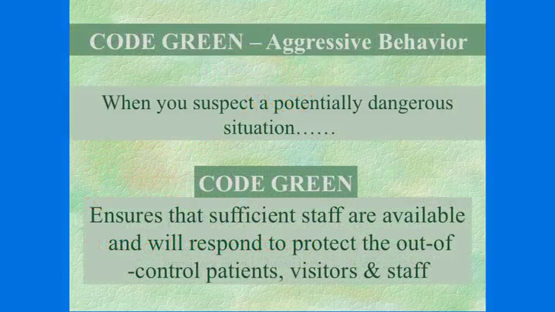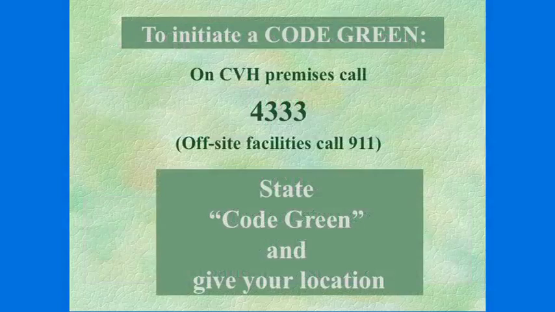What happens in the event that you have aggressive behavior or you feel you're in a potentially dangerous situation? A code green can be called. You'd call 4333 if you need to be the one to call the code green. You'll hear it announced overhead, code green, and it'll give the location. Once a code green is called, you will probably have about 30 staff come to your location very, very quickly. So if you feel you are in imminent danger and you need help, you can call a code green. Anybody can call a code green. It doesn't have to just be a manager. Anybody who feels they are in imminent danger can call a code green.